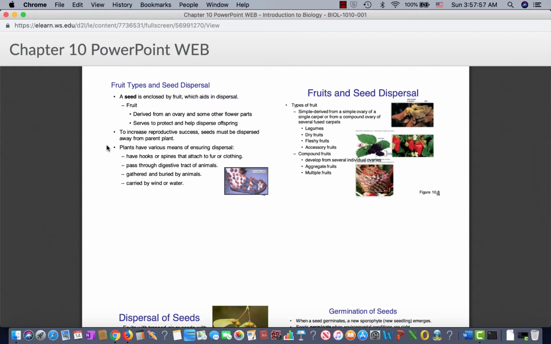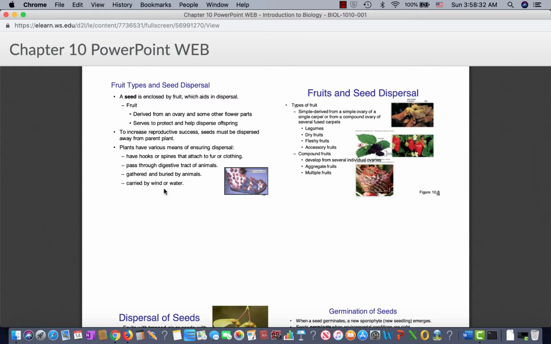The seeds must disperse far away from the parent plant. And there's a few ways you can do this. So you have hooks or spines that attach to fur or clothing. You can pass through the digestive tract of an animal, or you can be gathered and buried by animals. Squirrels actually have really terrible memories. So most of the acorns they bury, they don't actually end up coming back to eat later, because they can't remember where they put them. So basically they're just passively planting trees all the time.